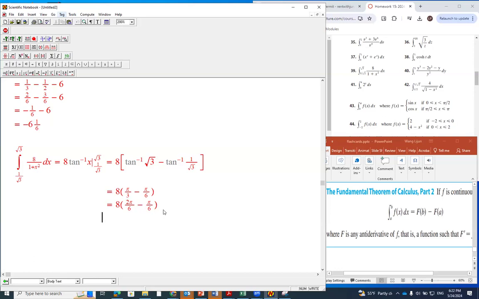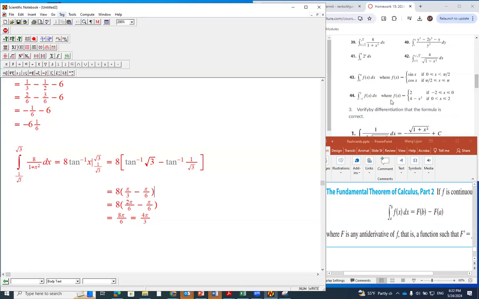So near the end, we got 8/6, okay? 2 pi minus pi is pi, so this is a pi. And 8/6, the common factor is 2, so we have a 4 pi/3. 4 pi/3. You see, primarily algebraic. Okay, algebraic.